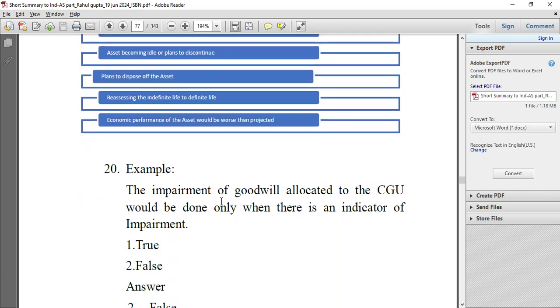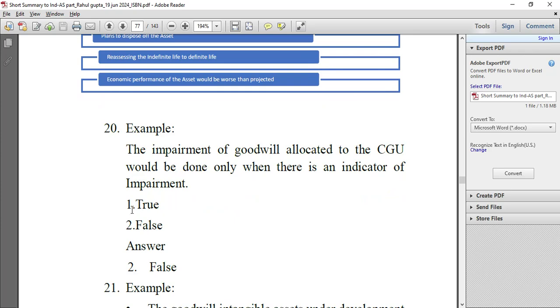Example, the impairment of goodwill allocated to the CGU would be done only when there is an indicator of impairment. True or false? The answer is false. The impairment of goodwill allocated to CGU would be done at any time, whether impairment indicators exist or not.